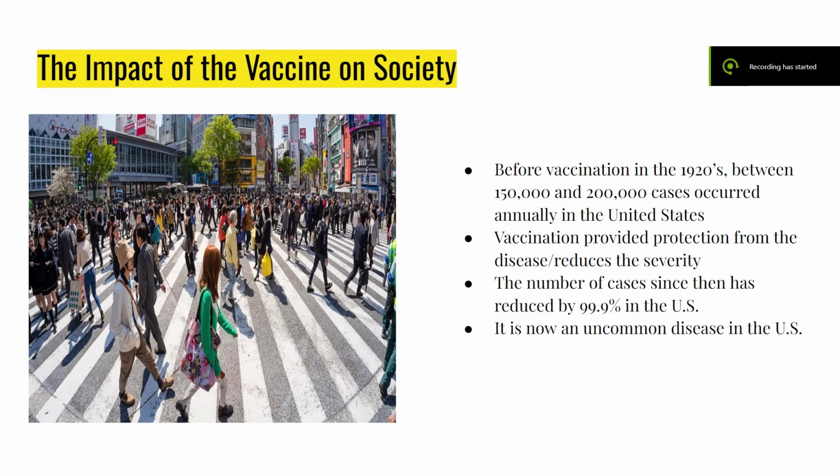What was the impact of the vaccine on society? Before vaccination in the 1920s, between 150,000 and 200,000 cases were reported annually in the U.S. Vaccination provided protection from the disease or reduced its severity. Since then, the number of cases has been reduced by 99.9% in the U.S. It is now considered an uncommon disease in the U.S.